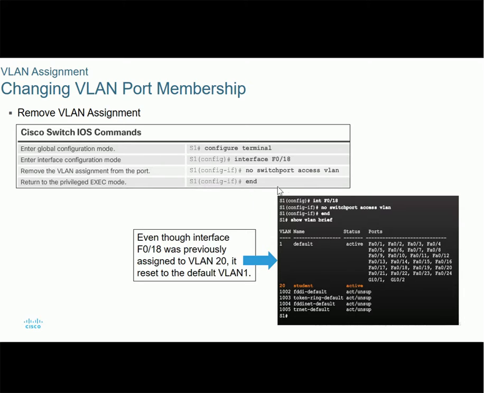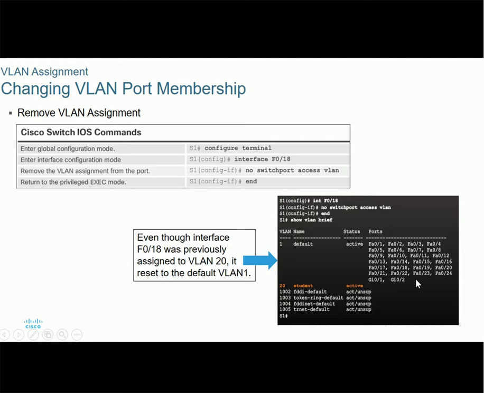Notice that when we remove the switchport, if you go back to the configuration and type show vlan brief, you will notice that VLAN 20, student VLAN, no longer has any ports assigned to it. No active ports. If we go back and type interface F0/18, switchport access vlan 20, we will again notice that port 18 will be under VLAN 20 again.